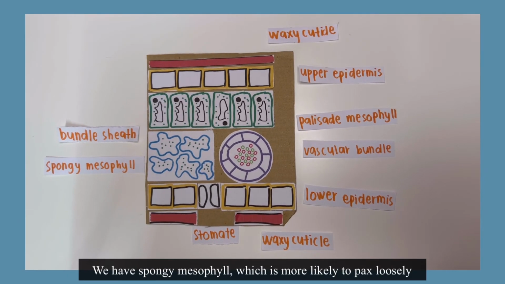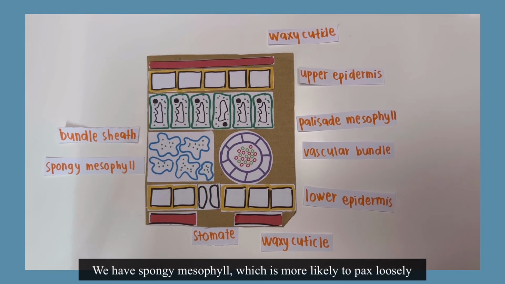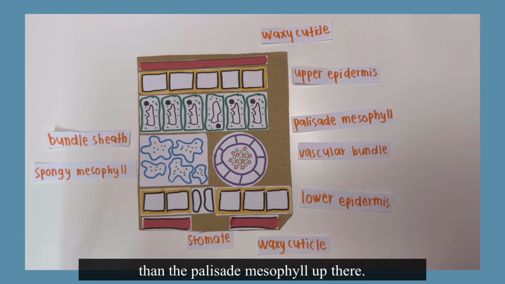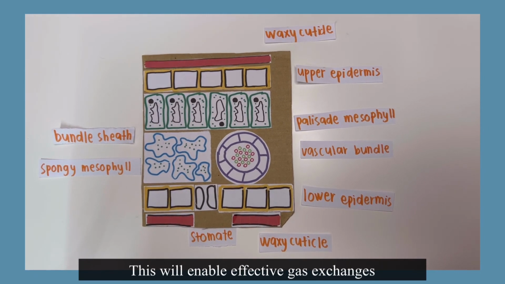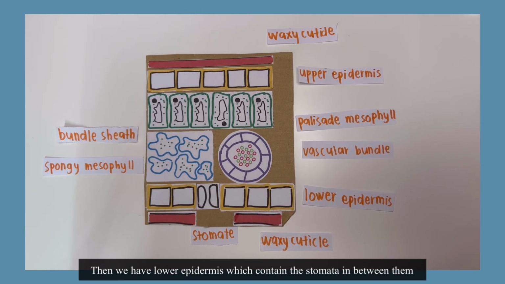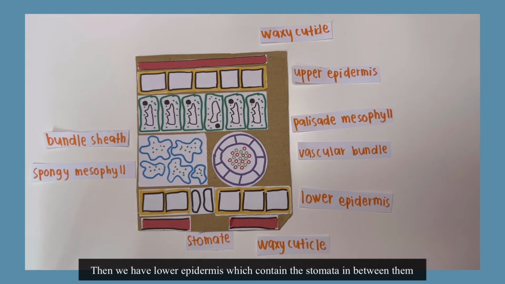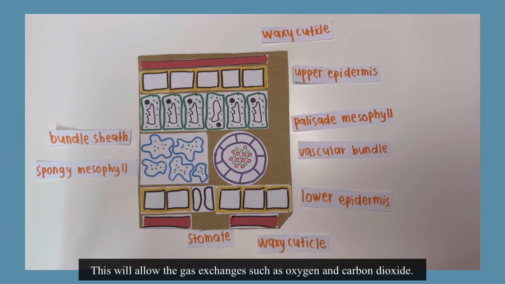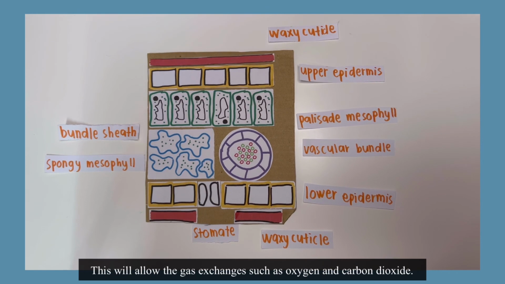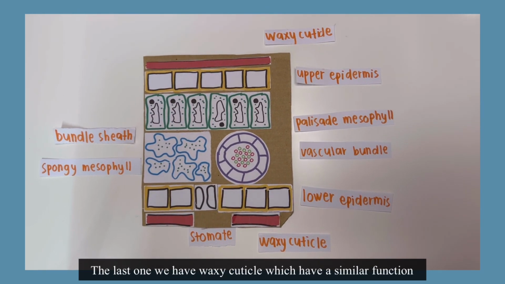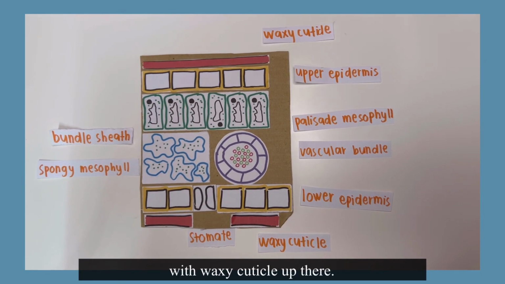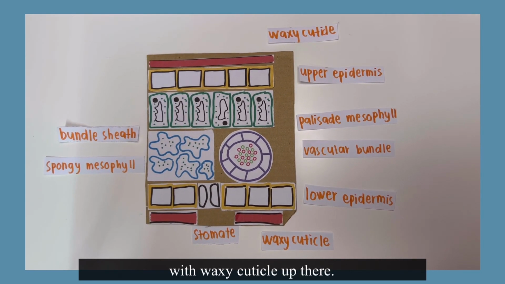And then we have spongy mesophyll, which is more loosely packed than the palisade mesophyll up there, and this will enable effective gas exchange. So then we have lower epidermis, which contains stomata, and this will allow the gas exchange such as oxygen and carbon dioxide. And then the last one, we have cuticle, which has a similar function to the cuticle up there.